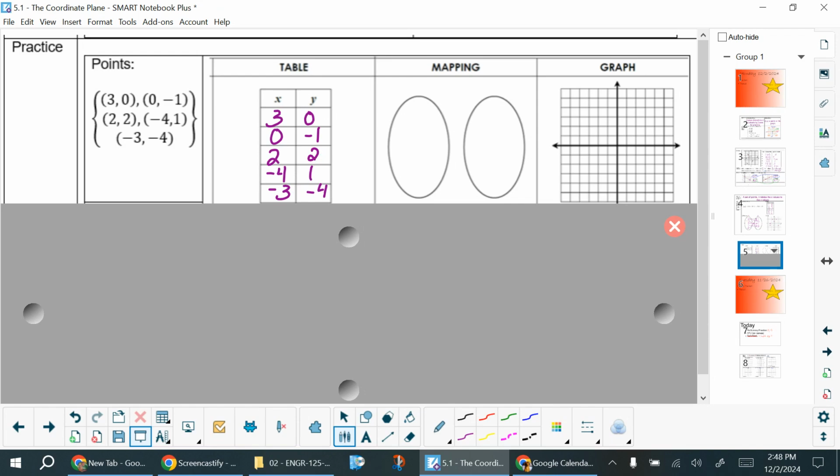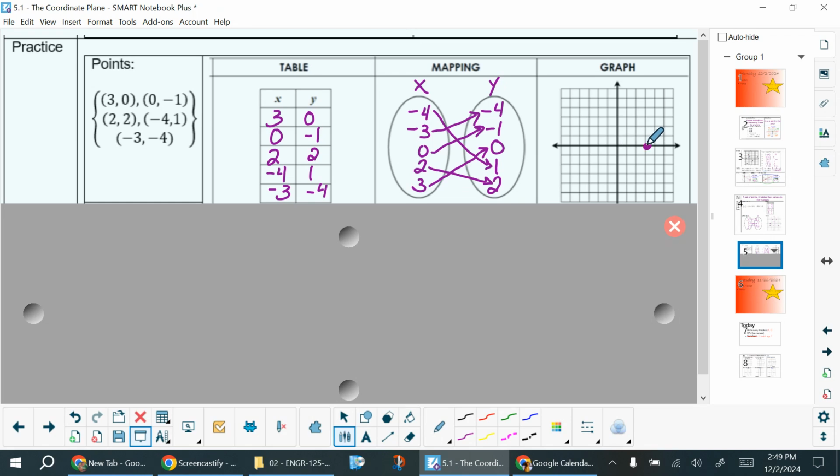So I'm just putting my points into the table. For my mapping diagram, I'm going to list these numbers from smallest to biggest. So there's all my x's. Here's my y's, negative 4, negative 1, 0, 1, 2, and I'll just draw arrows. So 3 goes to 0, 0 goes to negative 1, 2 goes to 2, negative 4 goes to positive 1, and negative 3 goes to negative 4. And then I'll go ahead and put in my graph.